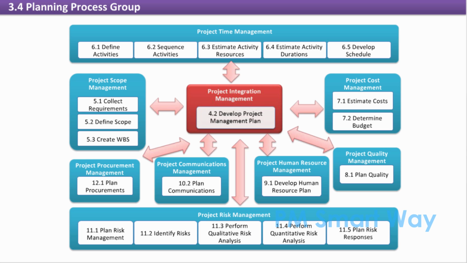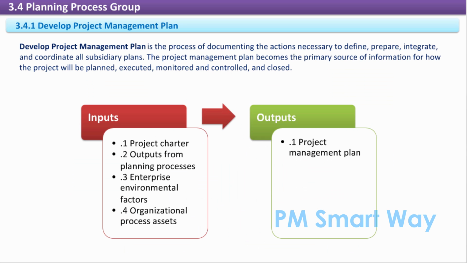11. Determine budget. 12. Plan quality. 13. Develop human resource plan. 14. Plan communications. 15. Plan risk management. 16. Identify risks. 17. Perform qualitative risk analysis. 18. Perform quantitative risk analysis. 19. Plan risk responses. 20. Plan procurement.